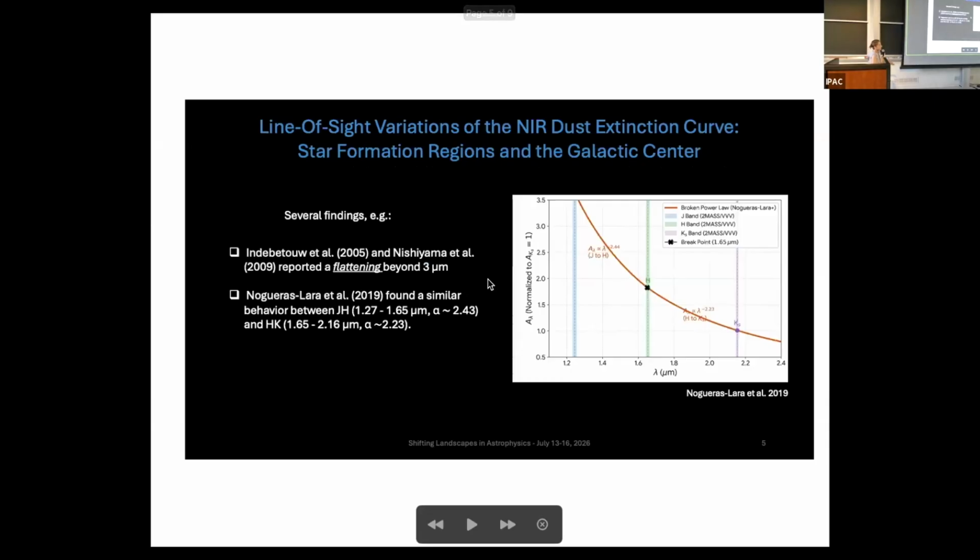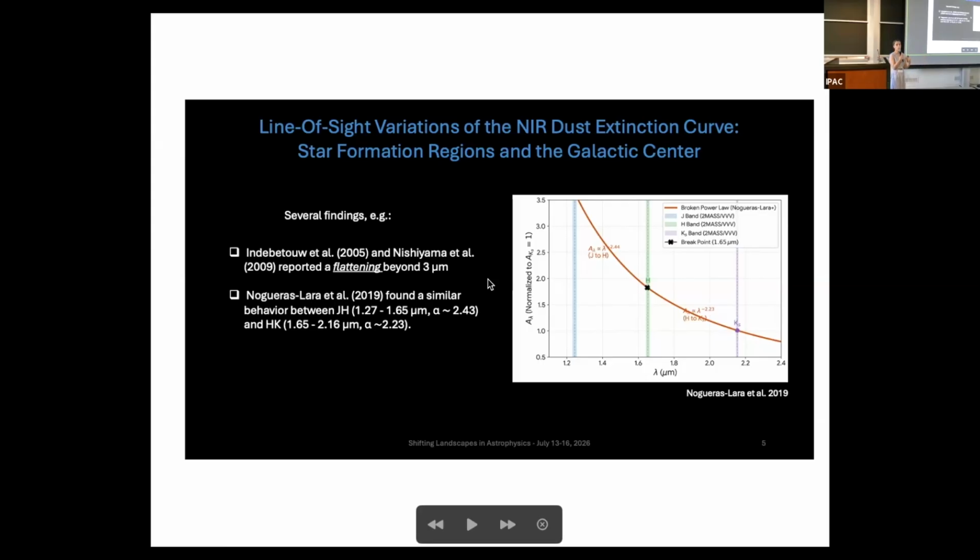It's known that the dust extinction curve varies, especially in the near infrared, and continues to vary also in the mid-infrared from line of sight to line of sight. In particular, towards the star-forming regions and the galactic center, there are two things that have been found again and again. For example, Beatty and Nishiyama, looking at star-forming regions, found a flattening of the extinction curve beyond 3 micron.